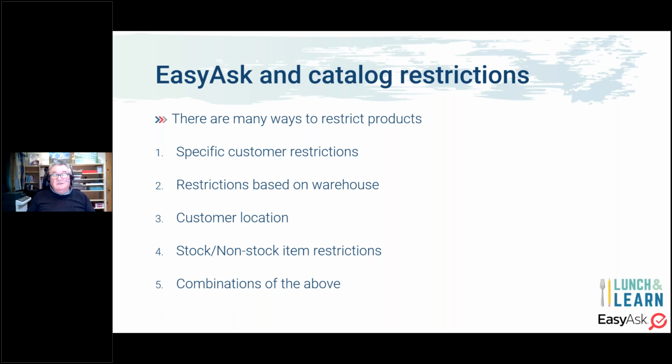You could have restrictions based on the warehouse. You may have a restriction based on location, which in turn might determine what the default warehouse is, whether the item is a stock or non-stock item. And all of these things can be combined, so it can be very complex. The key thing is, if we can get that information, then EasyAsk can configure the system so that the search is only going to show valid products. And that's the key thing. You're not going to be showing products that the user is not allowed to buy.